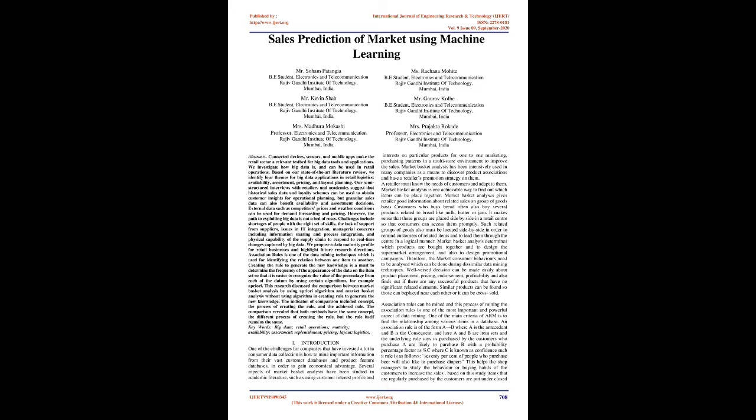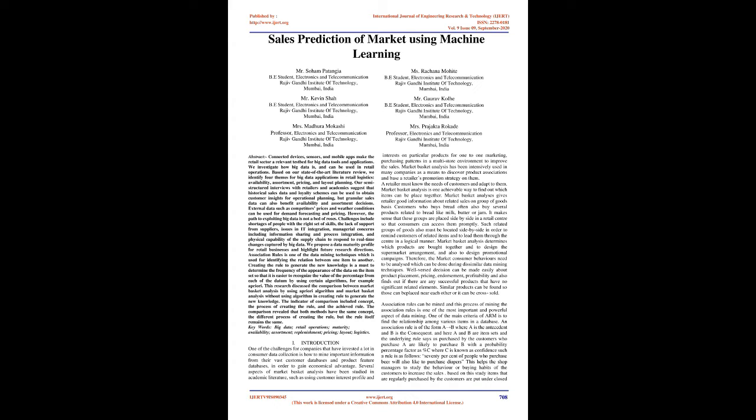Association rules is one of the data mining techniques which is used for identifying the relation between one item to another. Creating the rule to generate the new knowledge is a must to determine the frequency of the appearance of the data on the item set, so that it is easier to recognize the value of the percentage from each of the datum by using certain algorithms, for example a priori.